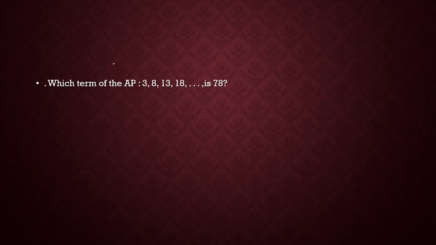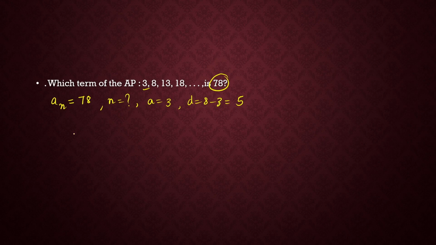Next, which term of the AP is 78? Already solved this type of question. So in this we'll be just considering the nth term to be equal to 78. In that case, you will have to find the value of n when the value of A is 3, and the common difference is 8 minus 3, that is equal to 5. Right? Again, I guess you can solve this question.